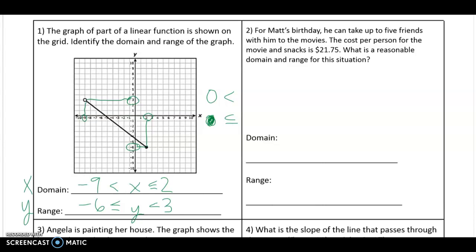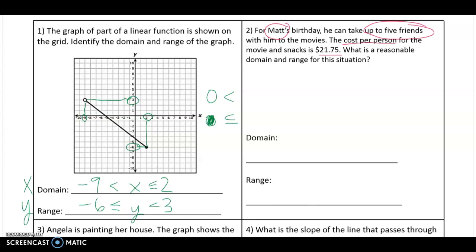Okay guys, so hopefully you have already paused it and tried it and are now listening to how to solve it. For Matt's birthday, he takes up to 5 friends. So keep in mind, how many total people is that? We've got Matt and up to 5 friends. So the maximum number of people is 6. The cost per person is $21.75, and it asks for a reasonable domain and range.